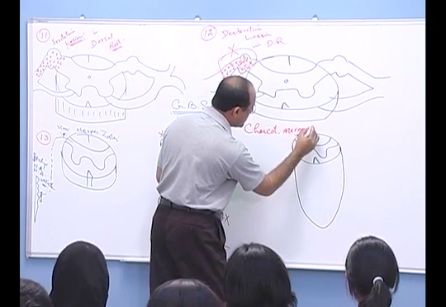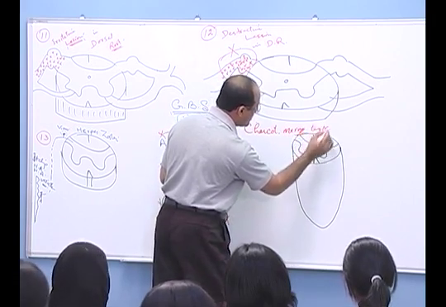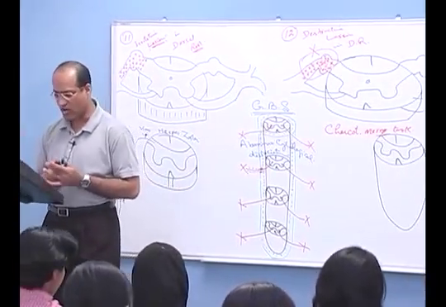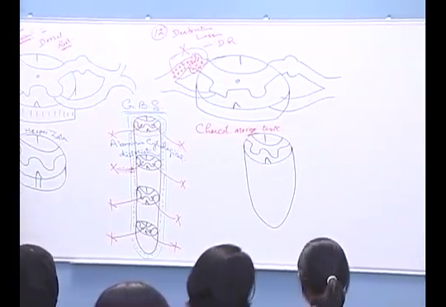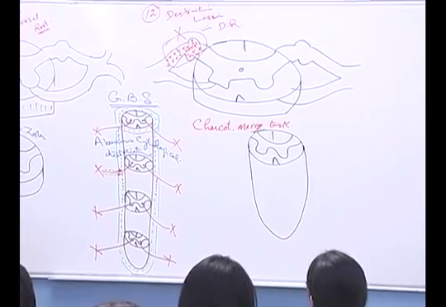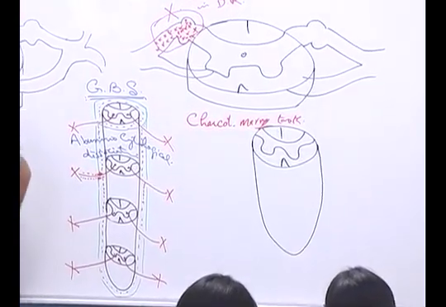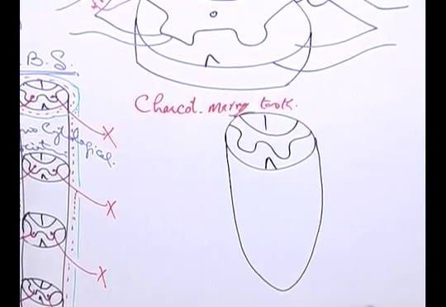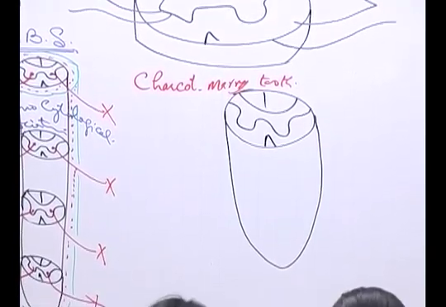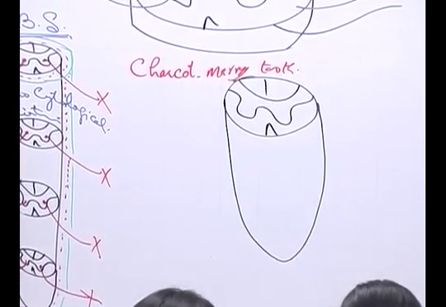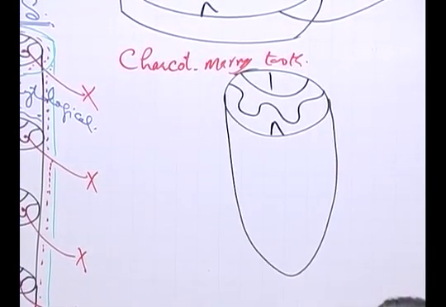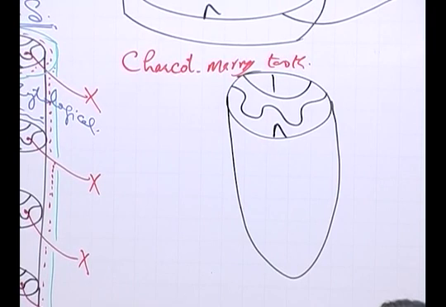Charcot-Marie-Tooth. Charcot, M-A-R-I-E, Tooth disease. Charcot-Marie-Tooth disease most commonly involves the peroneal nerve, even though other nerves may be involved. So it is also called peroneal muscular atrophy. This is the most common inherited neuropathy, right?